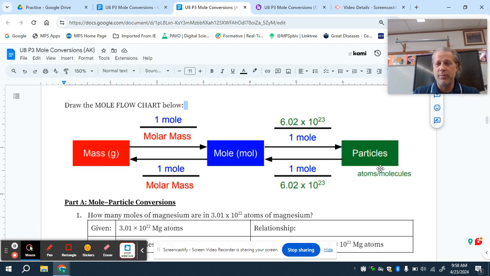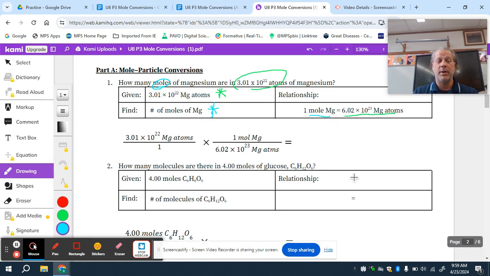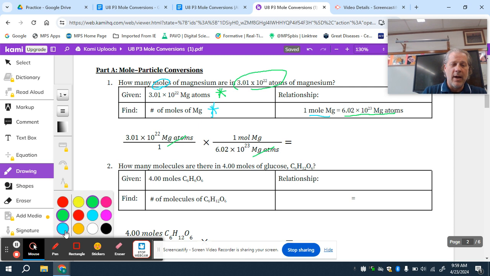So I'm going to start with particles or atoms, and I'm going to go back this way. And when I go back this way, the math tells me that 1 mole has to be on top and 6.02 times 10 to the 23rd atoms has to be on the bottom, which is what I've set up here. Hopefully you can see that the units of magnesium atoms cancel out because one's on top and one's on the bottom. Then what I'm left with is moles of magnesium.